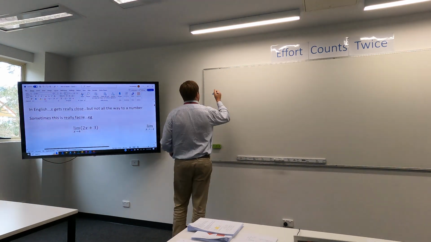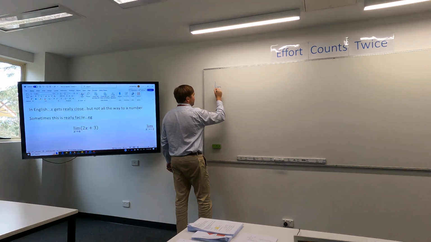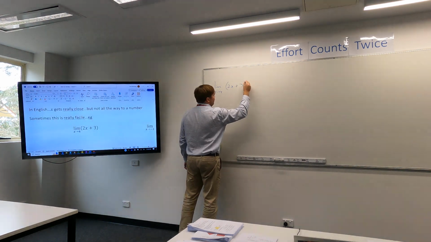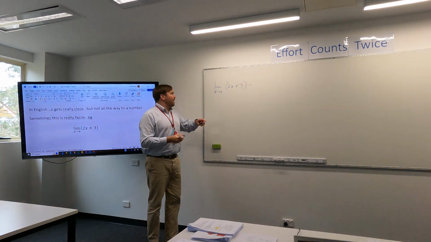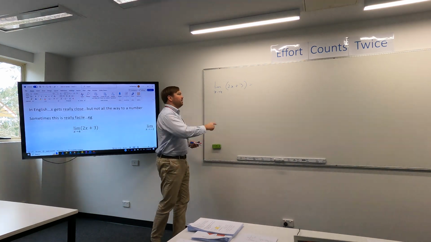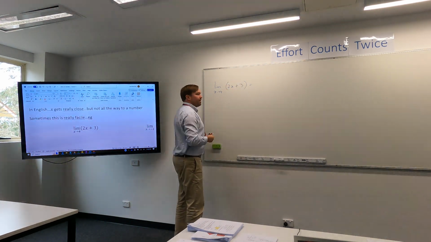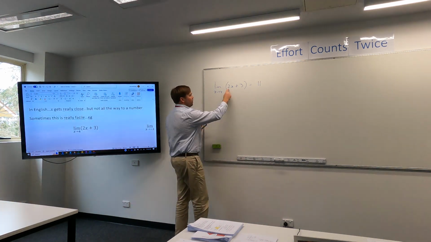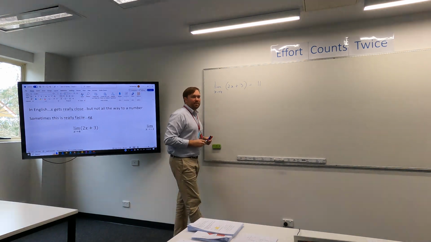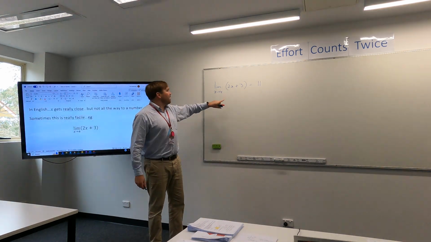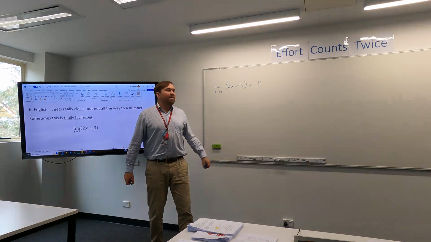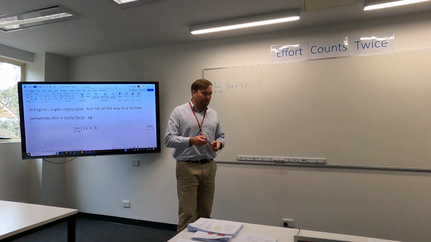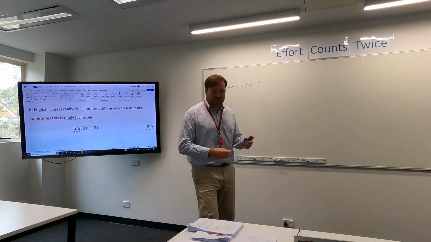So what this is saying is limit as x tends towards 4 of 2x plus 3. And when x gets really, really close to 4, this whole thing gets really, really close to 11. Because 2 lots of 4 is 8 plus 3 is 11. So it sounds really odd, but when x gets close to 4, the limit of 2x plus 3 gets close to 11. And you might notice that we've been talking about the behavior of functions.